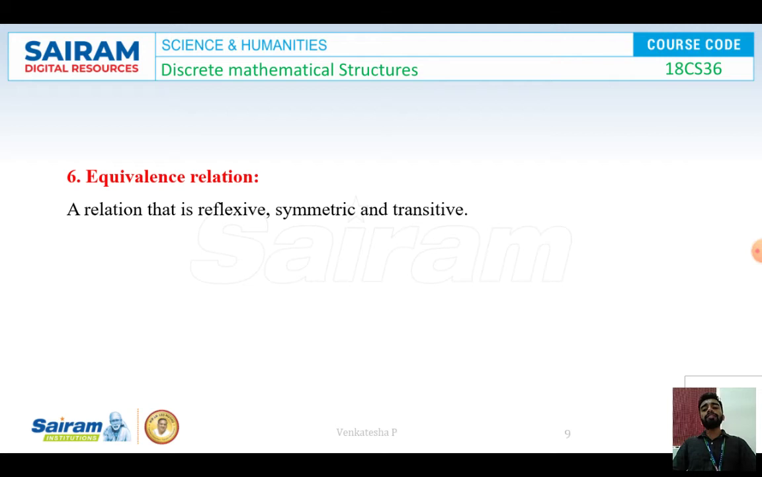Next is equivalence relation. A relation R is said to be an equivalence relation if R is reflexive, symmetric and transitive. So to say R is an equivalence relation, R must satisfy all these three properties. The first one is the reflexive property, the second is the symmetric property and the third is the transitive property.